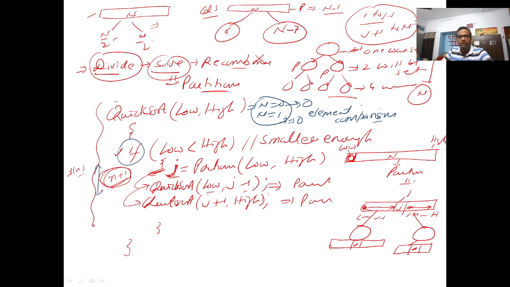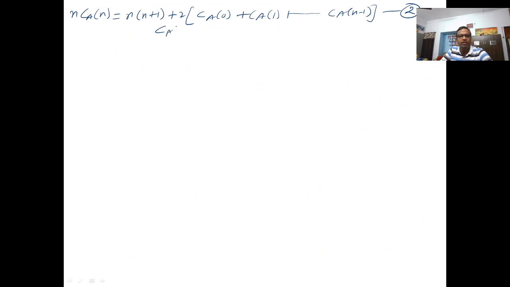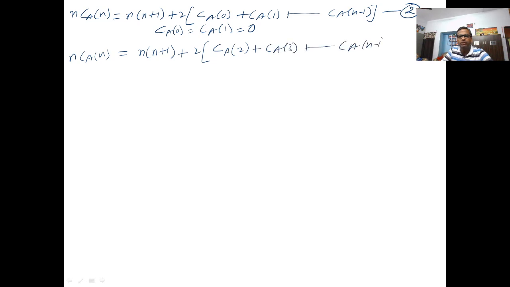So these two values are C(0) and C(1). So in the latter case out here, we can say that C(0) equal to C(1) is equal to 0. So these both are true, or you can say that n times C(n) may be written as n into n plus 1 plus 2 of C(2) plus C(3) plus up to C(n-1). So this is, to be very exact, our equation number 2.